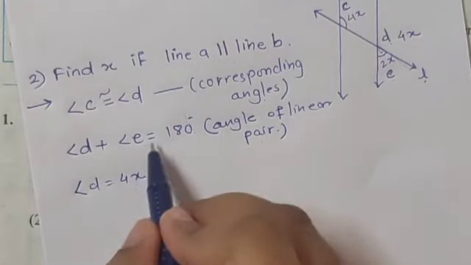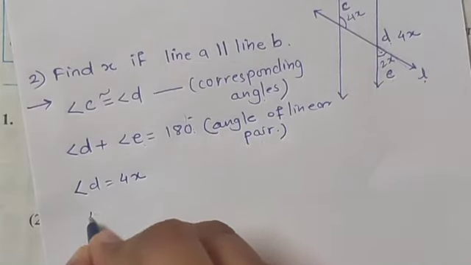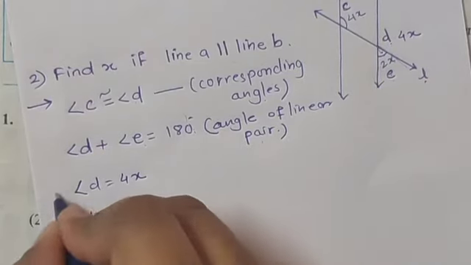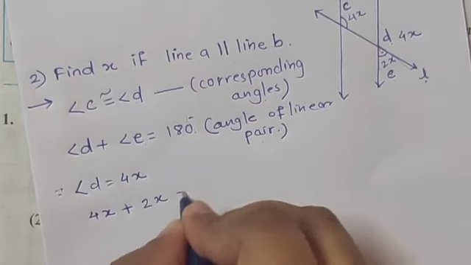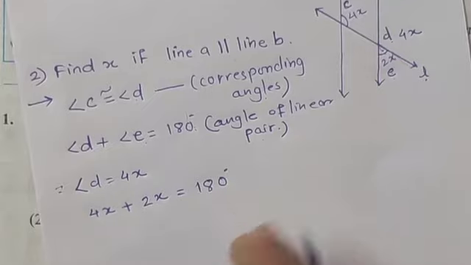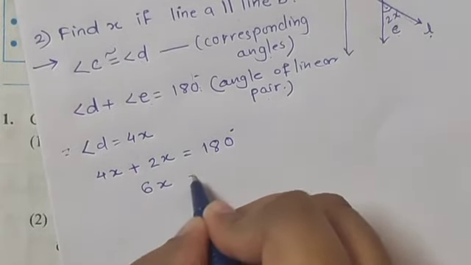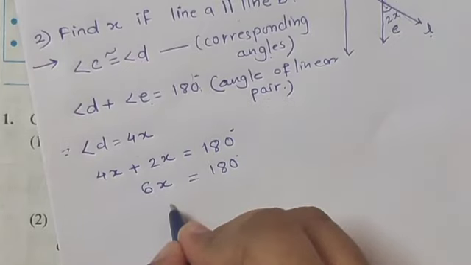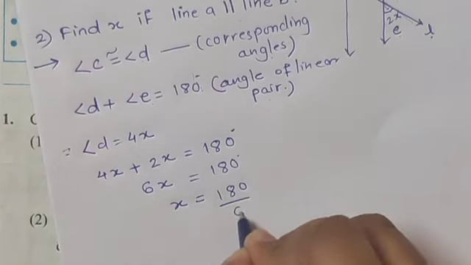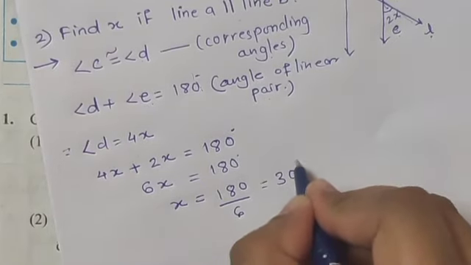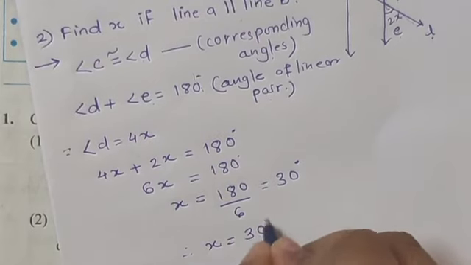Now putting the value of angle D and angle E in this equation, 4x plus 2x is equal to 180 degree. 4x plus 2x, 6x is equal to 180 degree. X is equal to 180 upon 6, which is equal to 30 degree. Therefore x is equal to 30 degree.